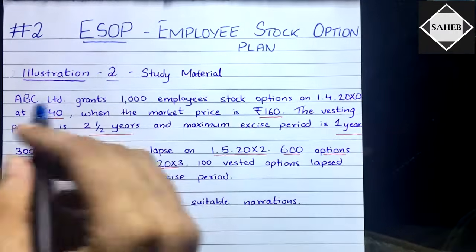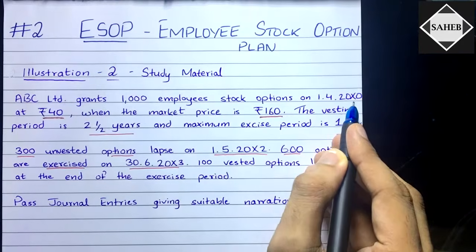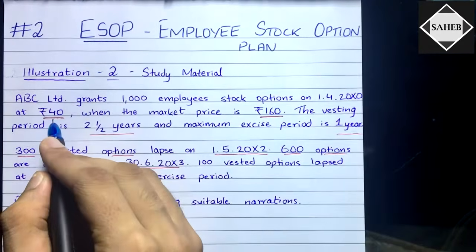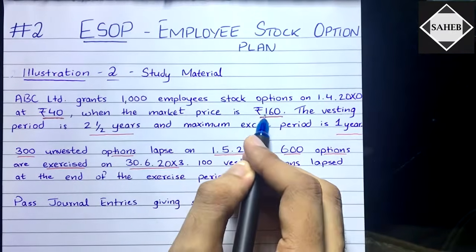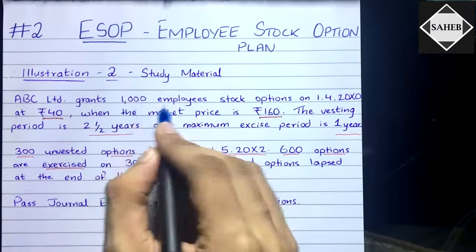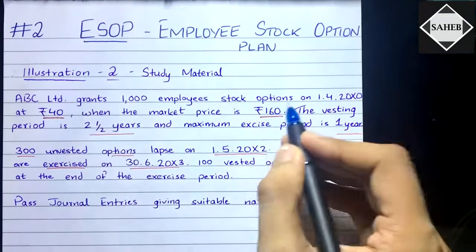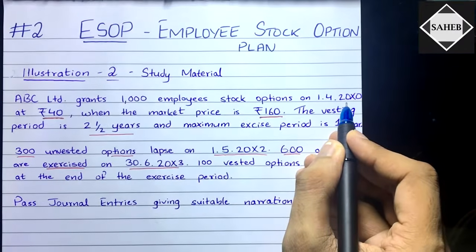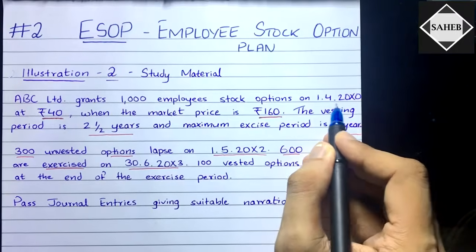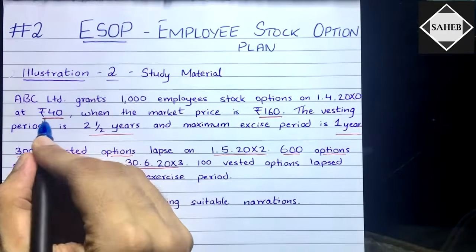See here, ABC Limited grants 1000 employees stock options on 1-4-20X0 at rupees 40 when the market price is rupees 160. So here we come to know that this company is granting stock options to 1000 of its employees. Stock option means ESOPs. On 1st April they are offering that at rupees 40. So grants are offered at the price of rupees 40.